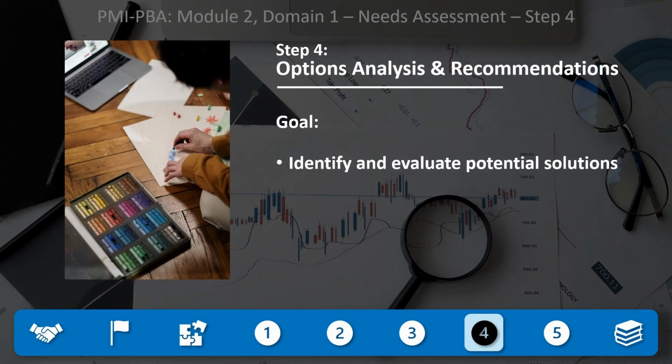Once the current and future states are defined, the next step is to explore and evaluate the different options available to move from where we are today to where we want to be. This is the options analysis and recommendation stage. The aim here is to provide decision-makers with a clear, evidence-based comparison of possible solution paths.